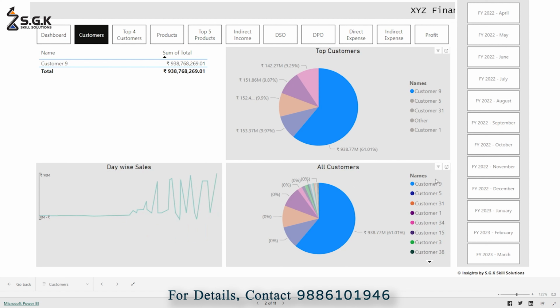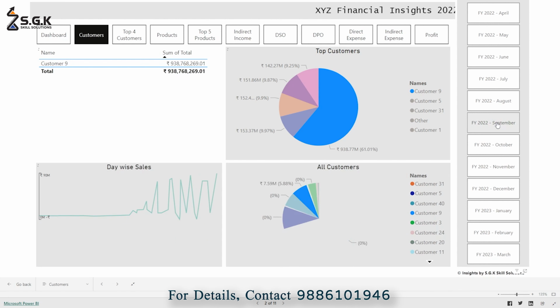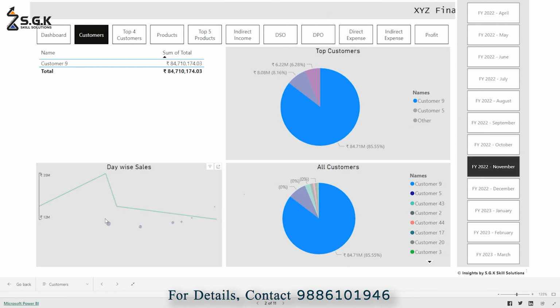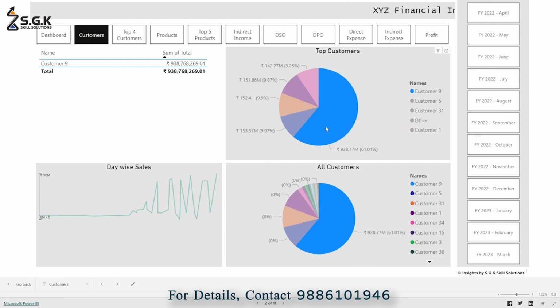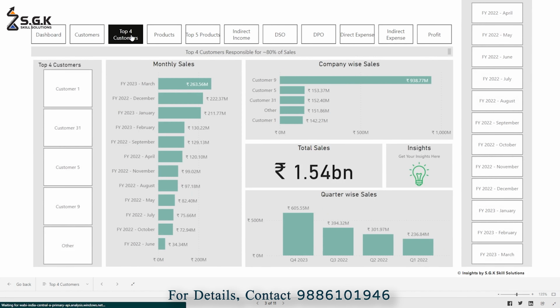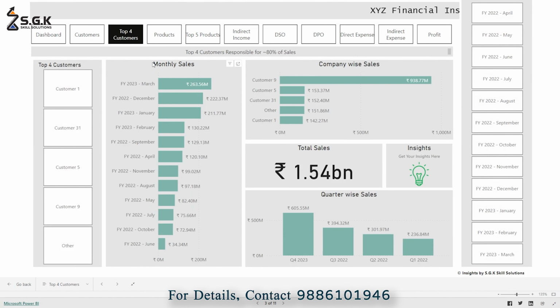If we want to know more about customer 9, for example, in September, it gives us an insight that there's only one transaction with him. But if we click for November, there are 3 transactions with customer 9. These are the interactive dashboards which help us understand the details for the top customers. Similarly, we have insights for the top 4 customers.